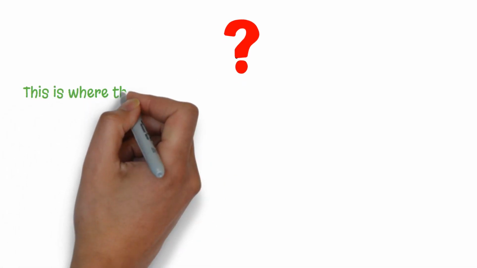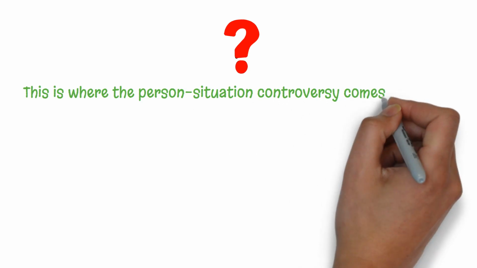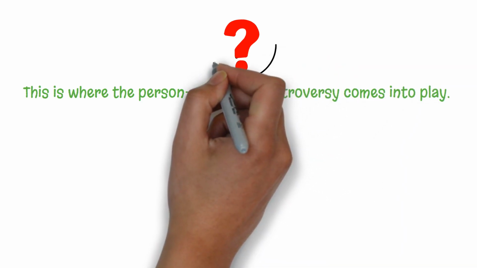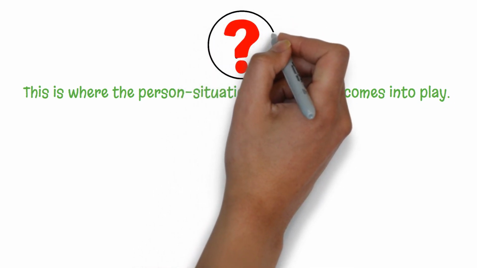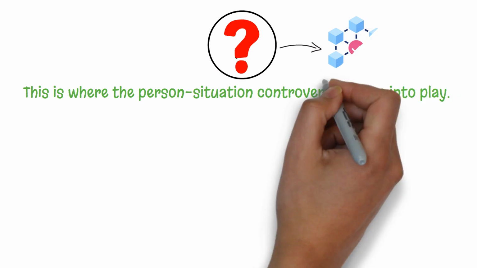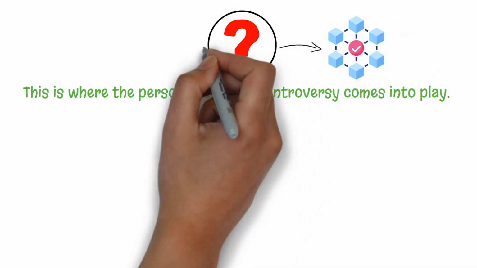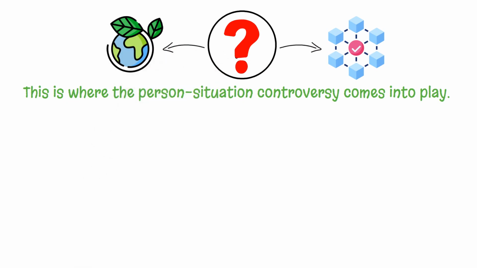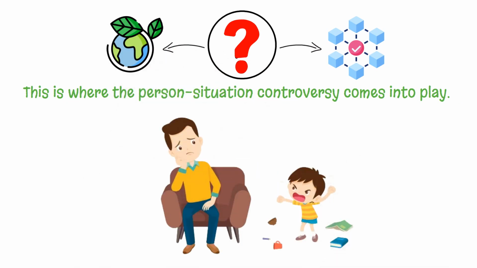But how do these traits interact with the situations we find ourselves in? This is where the person-situation controversy comes into play. It's a debate that questions whether our behavior is more influenced by our consistent personality traits or by the situations we are in. The consensus today leans towards an interactionist perspective, acknowledging that both traits and environmental contexts play crucial roles in shaping our behavior.